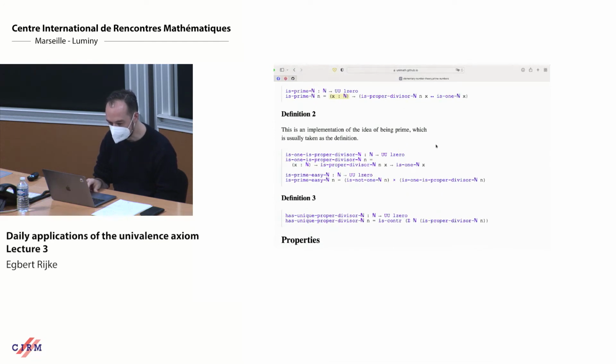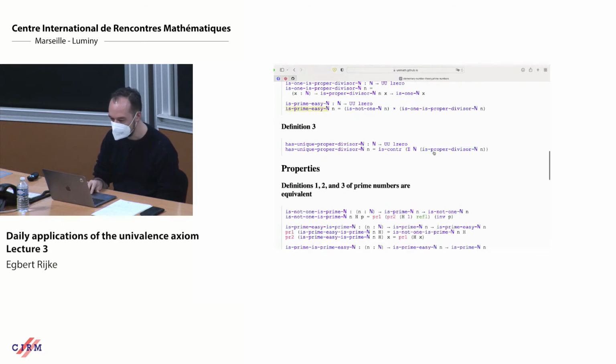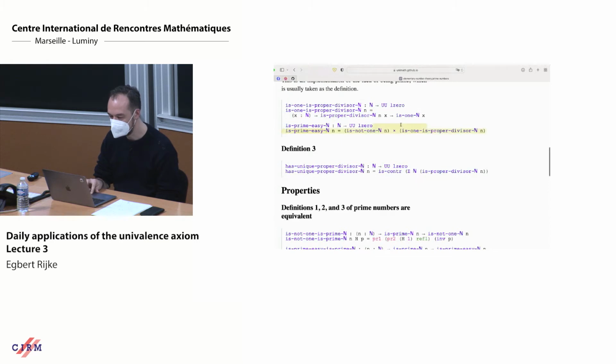And then there is another definition, call it is prime easy, because I was out of inspiration. But this one says that a natural number is a prime if it's not 1, and if you have a proper divisor, then it must be 1. That's what this predicate says. This predicate here is defined to be any proper divisor is 1. So if you take this as the definition, then you have to be careful to also assert that your number is not 1. So this is an ugly definition.